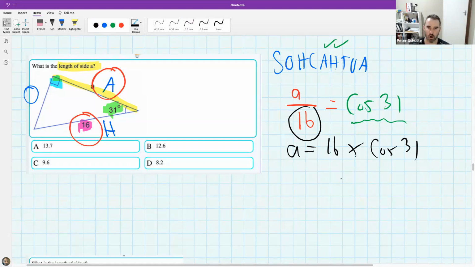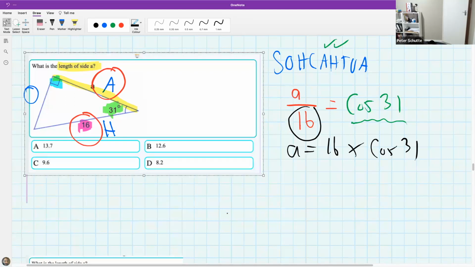So which of the four options is going to be correct? That's what I want to know from you guys. Which of these four is going to be correct?